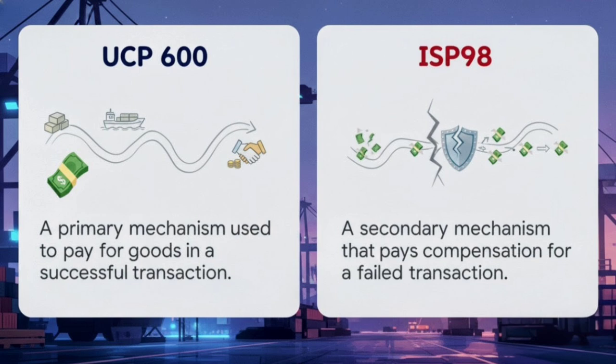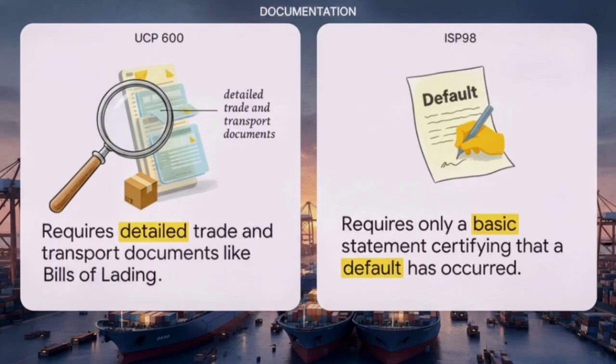ISP98, on the other hand, is for a guarantee. It's a secondary plan that pays you compensation when a deal goes bad. One is for success, the other is for failure. And that difference in purpose leads directly to the difference in paperwork. UCP 600, because it's about physical goods, needs a whole stack of complex documents to prove everything was done correctly. But ISP98, since it's only about a broken promise, just needs a very simple, direct statement saying, hey, they didn't do what they promised, so please pay me the guarantee.